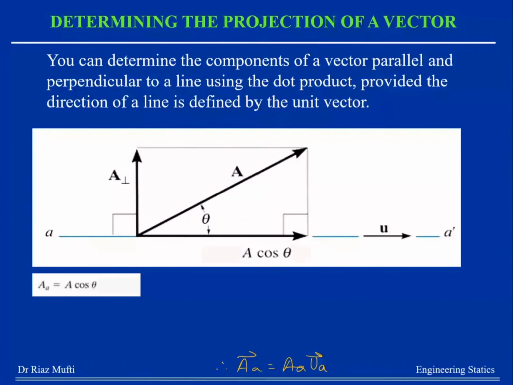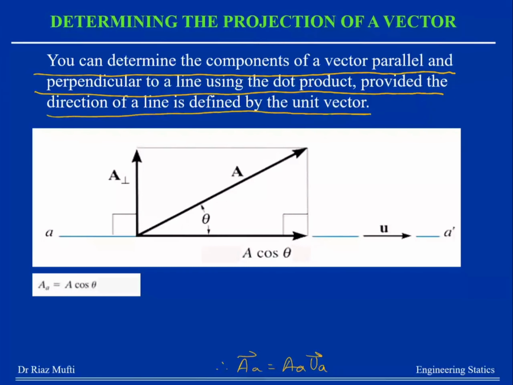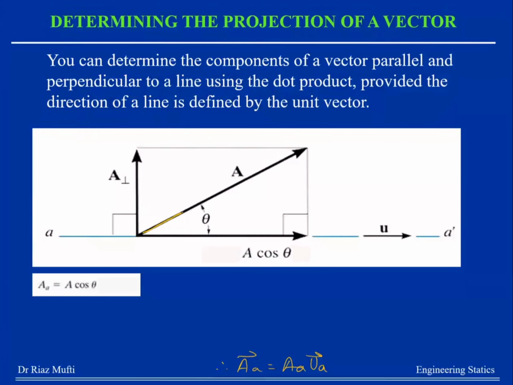So now let's look at the other thing. It says here you can determine the component of the vector parallel and perpendicular to the line using the dot product, provided the direction of the line is defined by a unit vector. So basically what it is saying is that if you know this vector, you can find its component parallel to the axis of which you know the unit vector by getting this out. I've written it somewhere. Let me show you. Is it here?